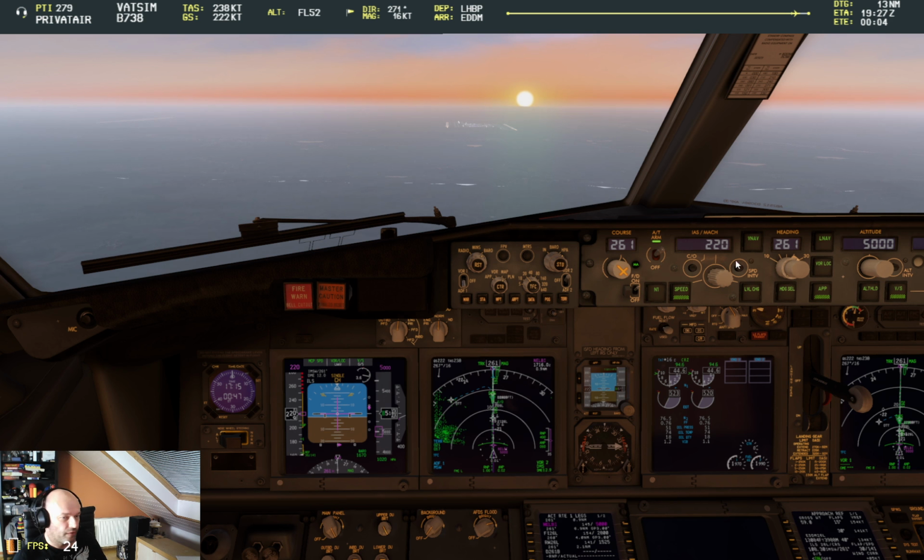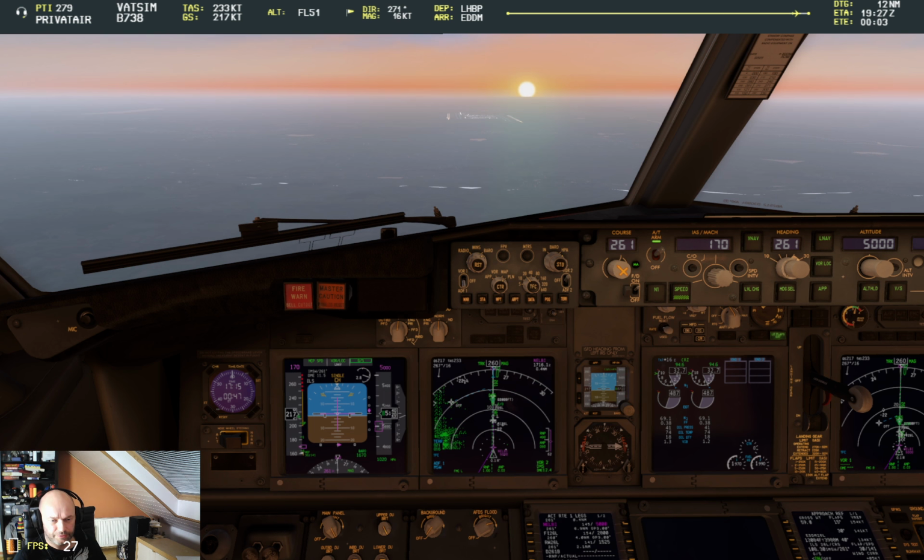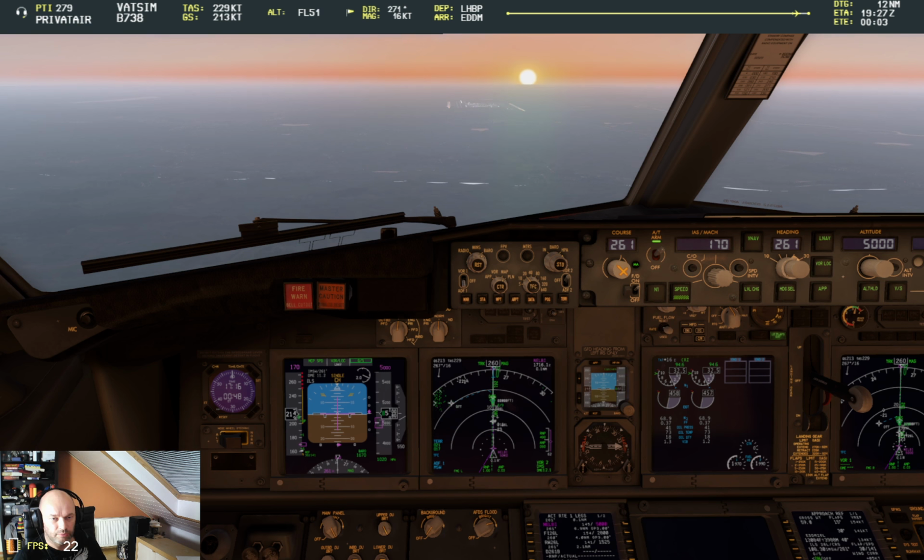So speed check, flaps 5 selected. Speed 170. And we need tower frequency. What was it? 1205? I didn't listen because I'm explaining too much stuff here.